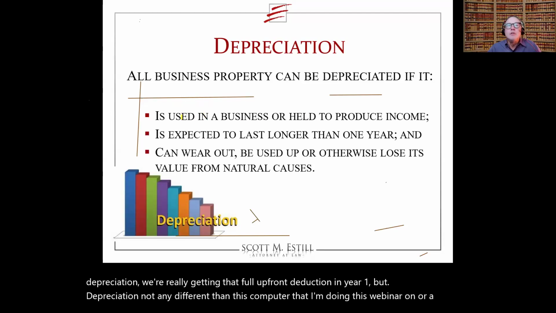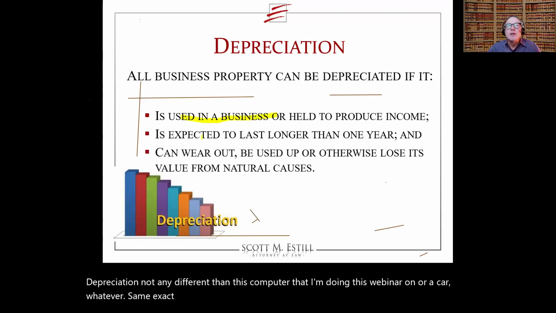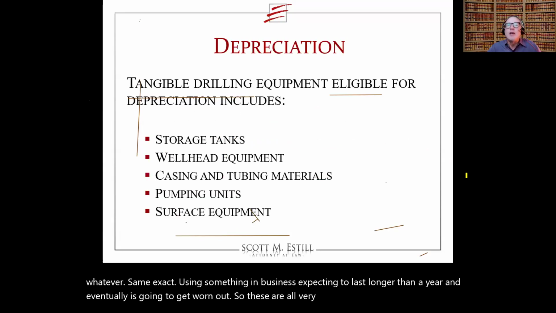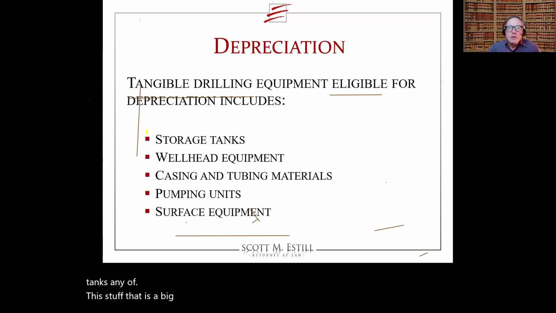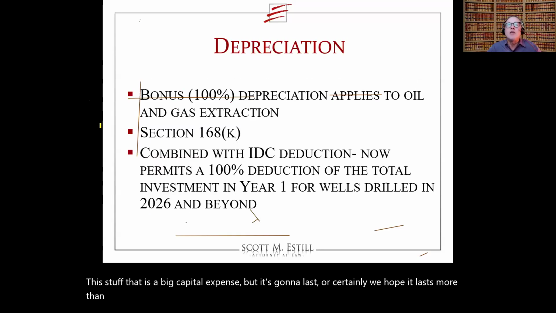But depreciation is not any different than this computer that I'm doing this webinar on, or a car or whatever. Same exact thing: using something in business, expecting it to last longer than a year, and eventually it's going to get worn out. So these are all very common things: whatever you see above ground, any surface equipment or pumping or casing, tubing, wellhead, storage tanks. Any of this stuff is a big capital expense, but it's going to last, or certainly we hope it lasts, more than 1 year. We can then go ahead and depreciate that.